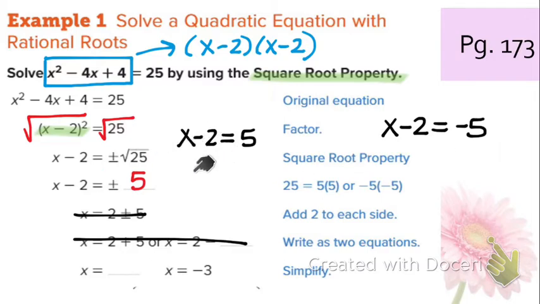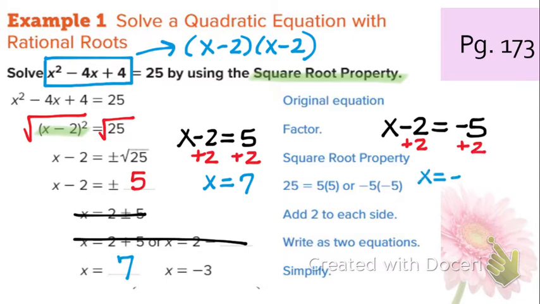How would you solve this equation? If x minus 2 equals positive 5, what would you do? Add the 2. So your first solution is x equals what? 7. Put a 7. And again, for the other equation, you're going to add the 2. Negative 5 plus 2 is negative 3. So that's how they got the two solutions at the bottom: 7 and negative 3.